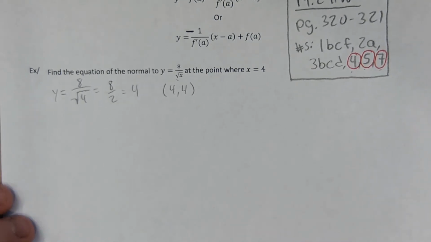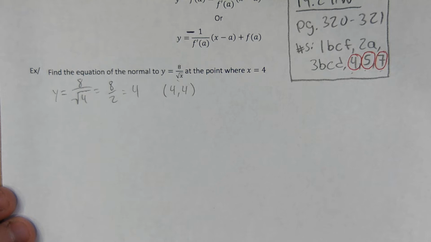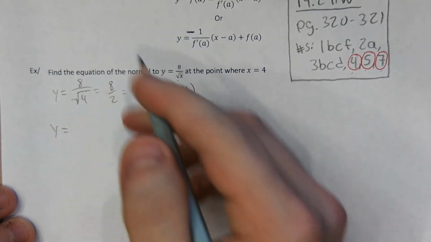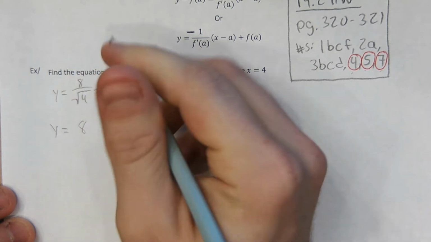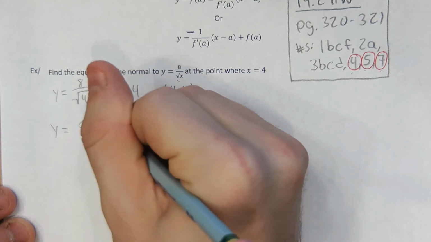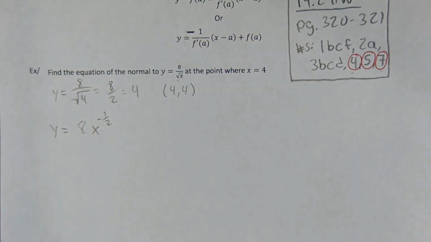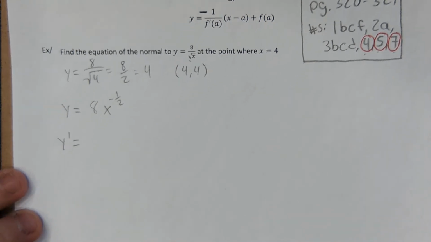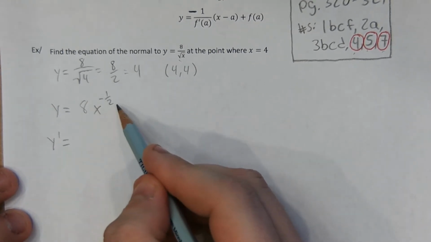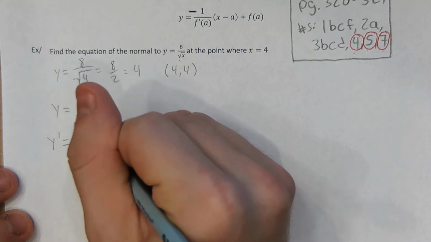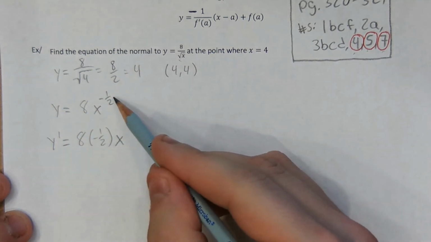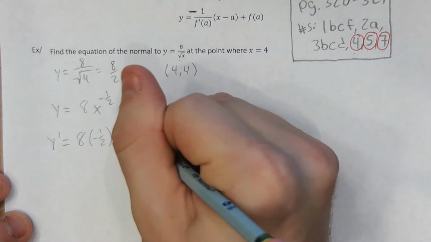All right, now we need our slope. And our slope comes from the derivative. Well, in order to make the derivative easier to find, instead of writing it as 8 over square root of x, I'm going to write it as 8 times x raised to the -1/2. This way I can just use my simple power rule. y prime, which is how we're going to find our slope. We're going to bring the -1/2 down to the front. I'll show the work. We're going to multiply it back to that 8. And then we're going to subtract 1 from this -1/2. It's going to give me -3/2.